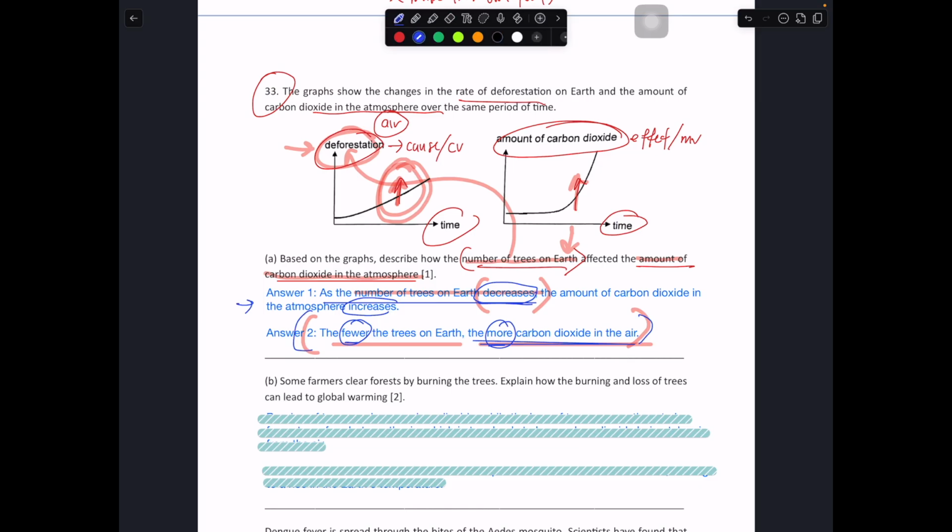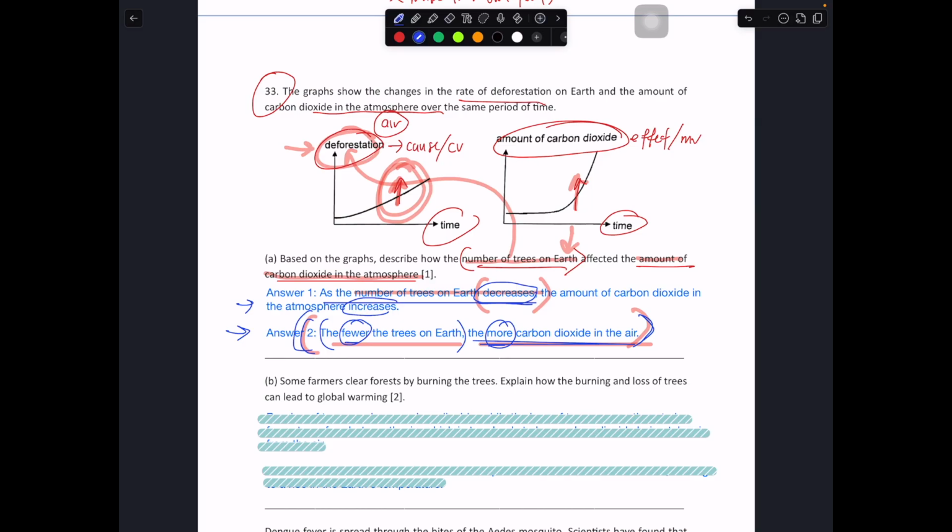If you use increase, then the following variable that you want to describe should be increase, decrease, or remain the same. Okay, so for number 2, if you write it as shown in number 2, the measured variable should also be written in how you wrote it in the earlier part of the sentence. So in this case, the fewer the trees on Earth, the more carbon dioxide in the air.